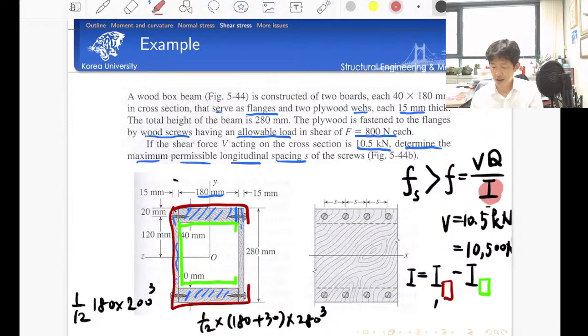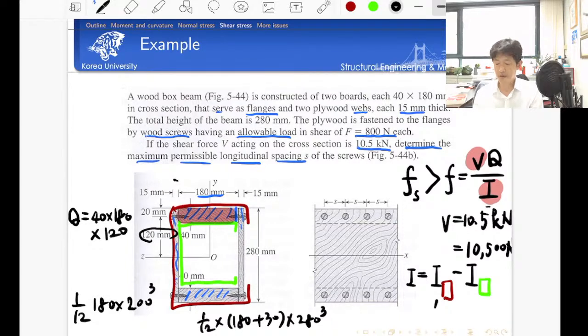Then what's remaining? And also we have the shear force. What is remaining? The first moment, because we are talking about this part, isn't it right? So let's try to calculate the first moment of this part. The first moment of this part is given, as I told you, by the mean value theorem, which is nothing but area times the distance to the centroid. The area is 40 times 180 millimeters. And then let's consider the distance. The distance is given here, 120. And that is the first moment.